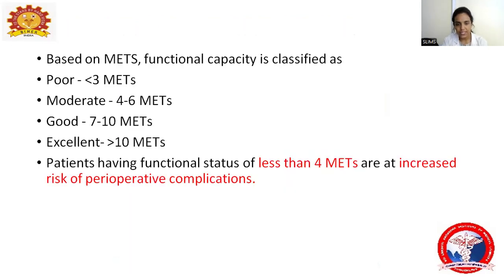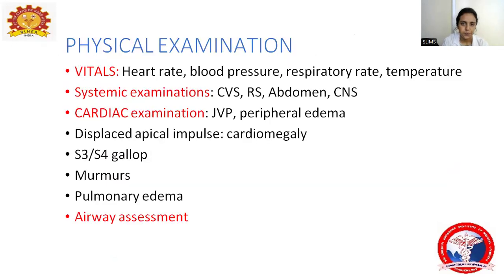So based on these METS, the functional capacity is classified as poor, moderate, good, and excellent. Poor is less than 3 METS, moderate is 4 to 6 METS, good being 7 to 10 METS, and excellent being more than 10 METS. Patients having a functional status of less than 4 METS are at an increased risk of perioperative complications.